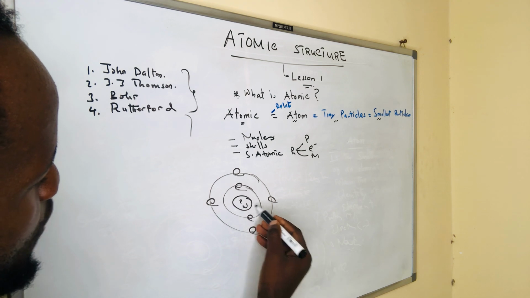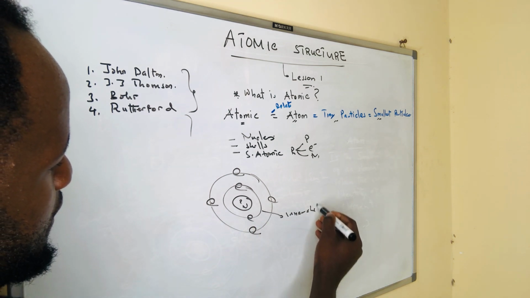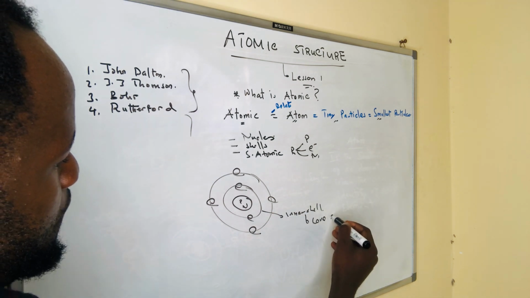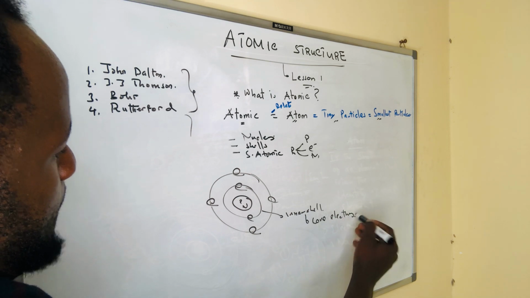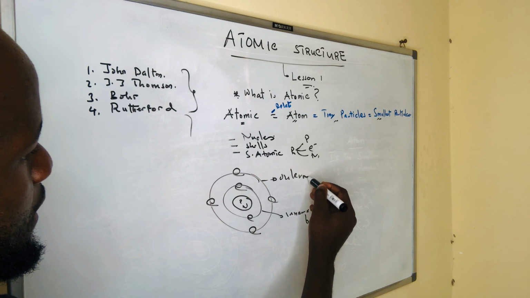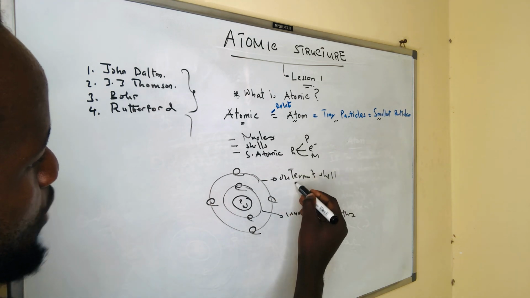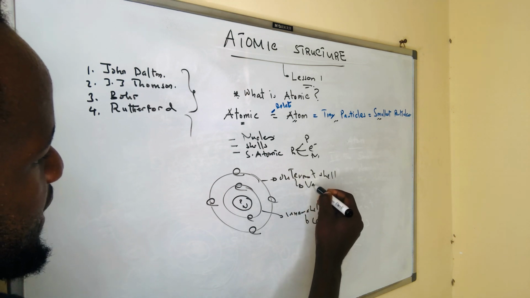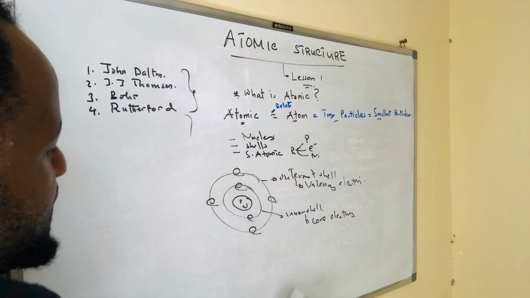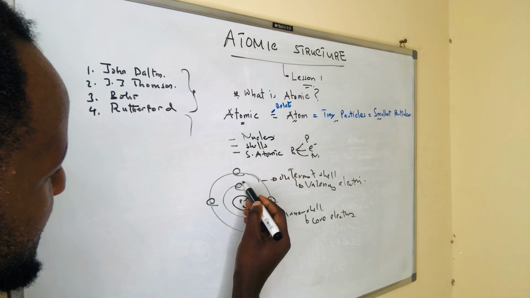So hii ni nucleus. Shell ya kwanza inaitwa inner shell, na electrons ambazo zinapatikana kwenye inner shell zenyewe huwa tunaziita core electrons. Lakini pia kuna hii shell ya mwisho hapa yenyewe huwa tunaita outermost shell. Na electrons ambazo zinapatikana kwenye outermost shell zenyewe huwa tunaziita valence electrons. So guys, protons we said it is a positive charge, and the electrons it is a negative charge.